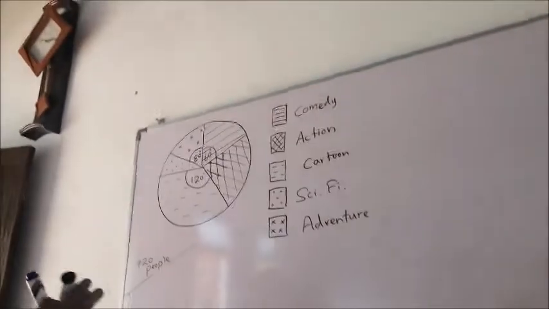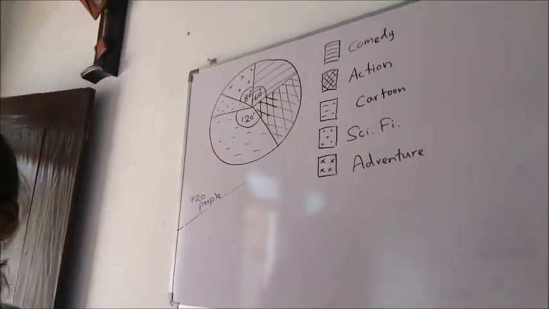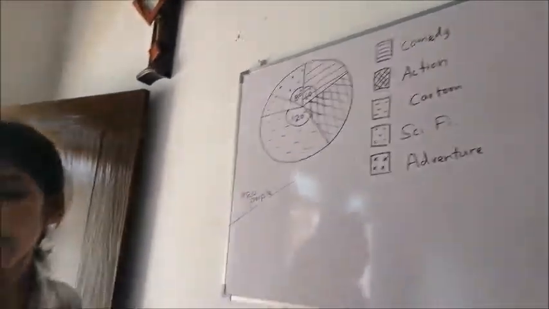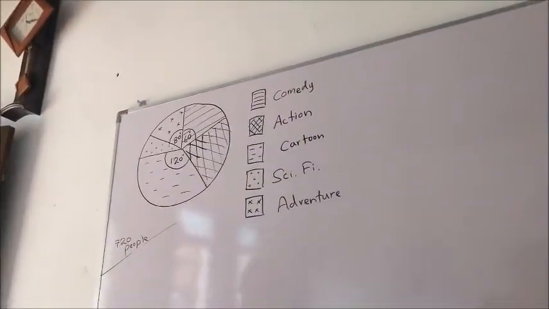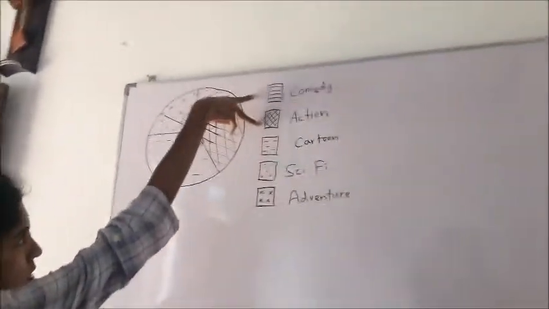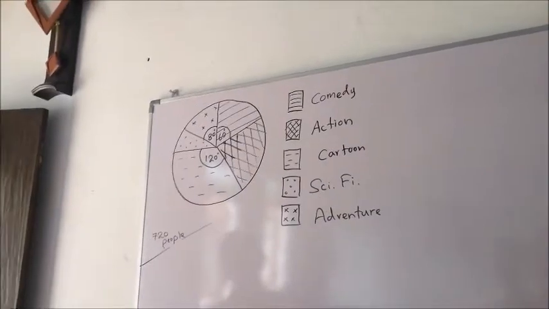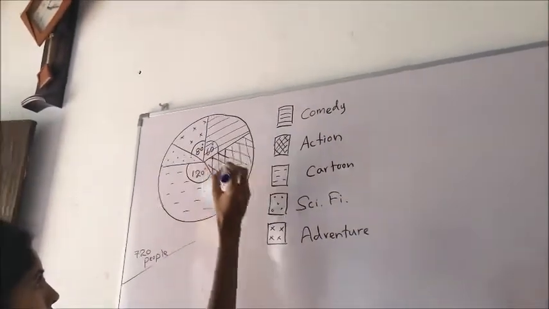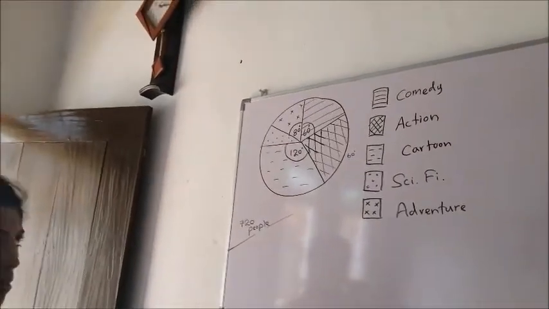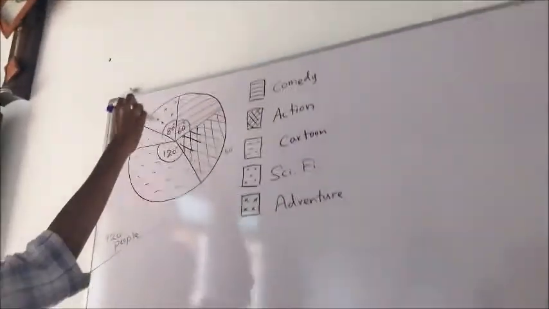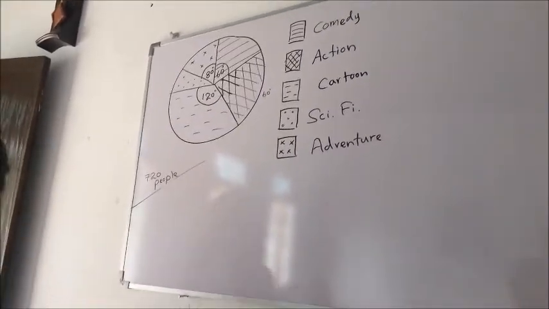except these two, right? Anyhow, in the question it is mentioned that an equal number of people like both comedy and action movies. That means these two angles must be the same. That means it represents 60 degrees. The angle is 60 degrees, right? And if we know all the angles here except this one, we can find it with the help of 360 degrees also.